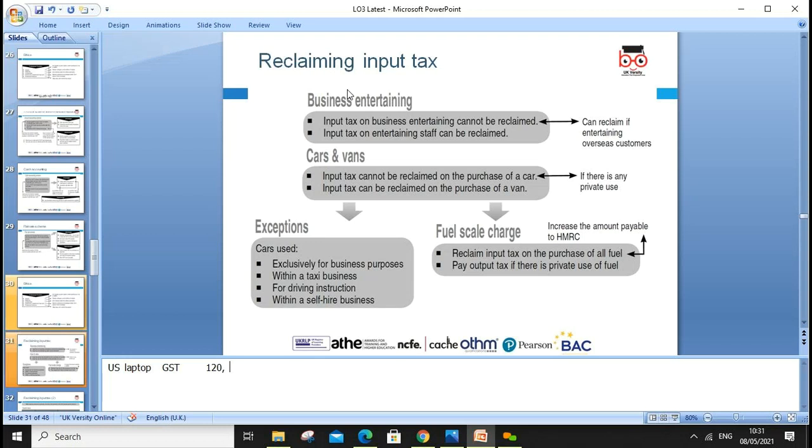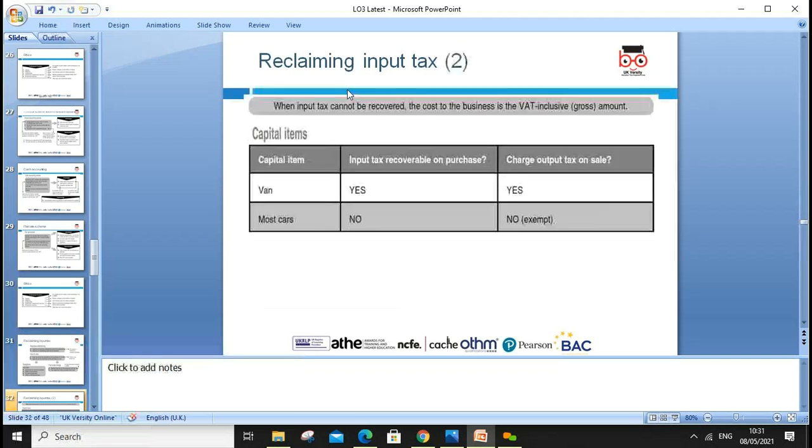So normally the VAT, if we are reclaiming it, we don't include in the value of the non-current assets. We know the non-current asset means a long-term asset. Yes, capital asset, like you said earlier. So that's all. Anybody, any question, please? Okay. Capital items when input recovery on the purchases. Yes, most of the cars. No. Charge output tax on the sales. Yes. Most of the cars. Yes. No, it is exempt.